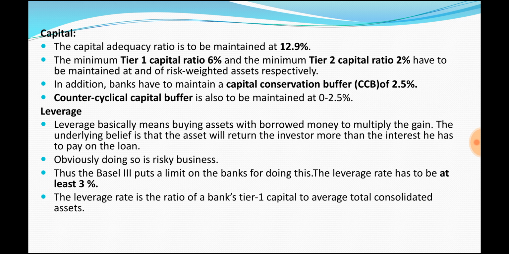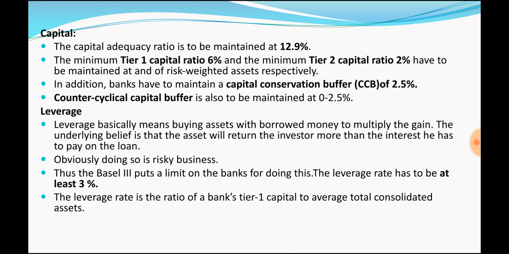So the first is the capital adequacy ratio. Here it asks to increase the capital adequacy ratio up to 12.9%. In fact 10.5% is the correct figure, but 12.9%, please remember this. It said the minimum tier 1 capital ratio should be 6%. So please remember this point.